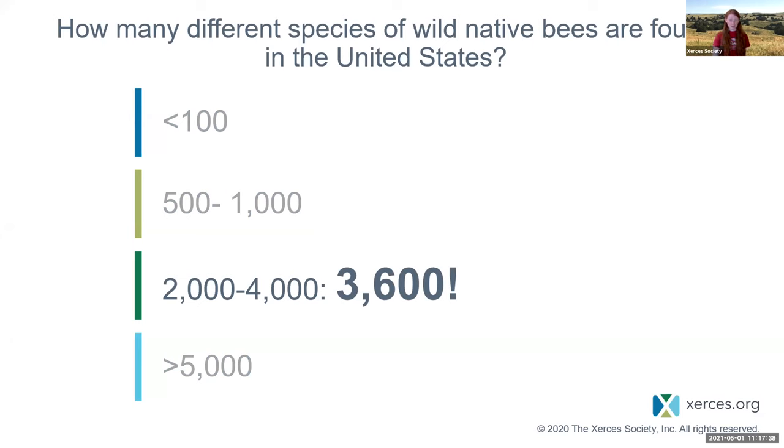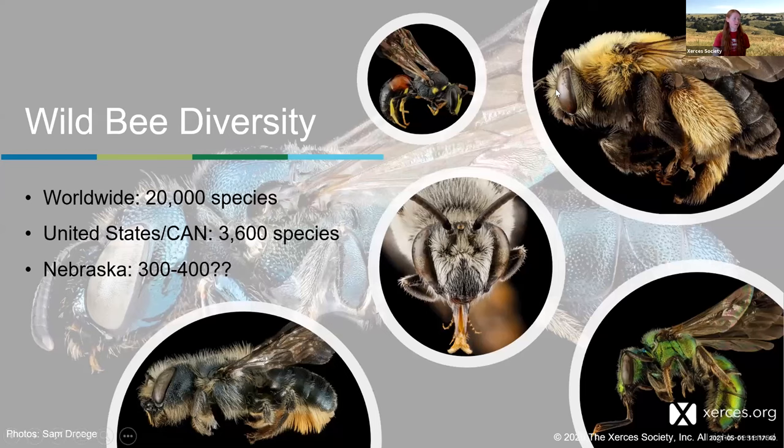And amongst those wild bees, there is a lot of diversity between size and color, their lifestyle. So some of them are social, but most of our bees are solitary. And in Nebraska, it's estimated that there's about 300 to 400 different bees. And that's not a solid number, but that's an estimate of what people think are in the state.